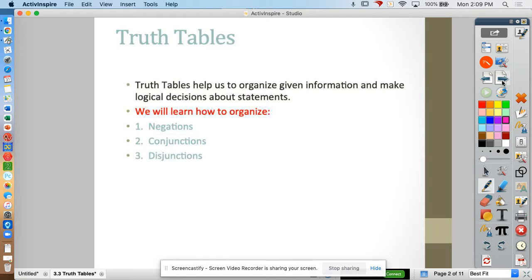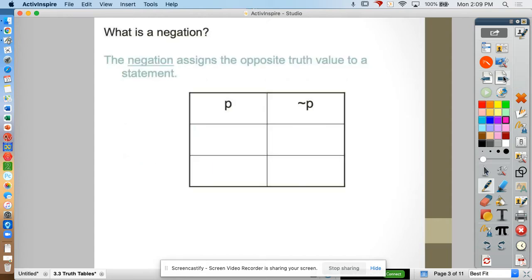Okay, so a truth table helps to organize given information and makes logical decisions about statements. It's really an organizational look that helps us figure these things out. The first part of this is the negation. Remember, the negation assigns the opposite truth value.